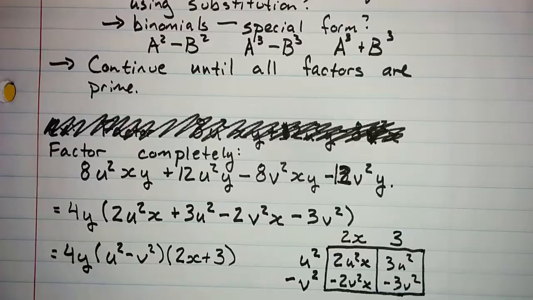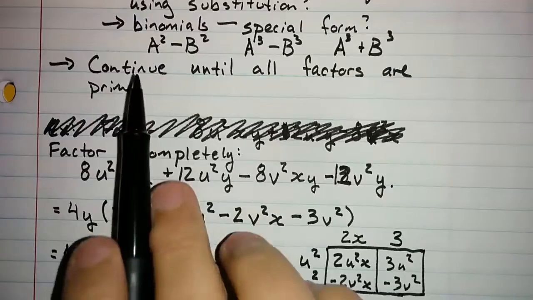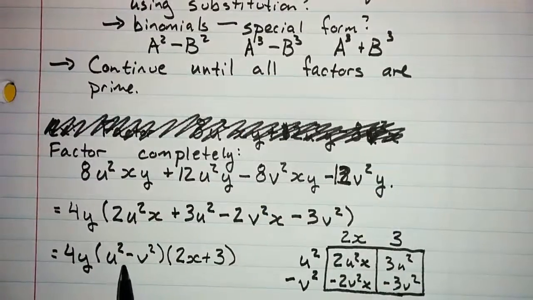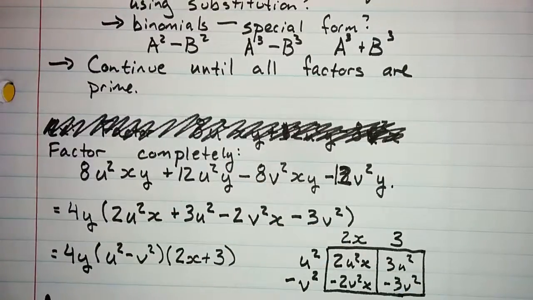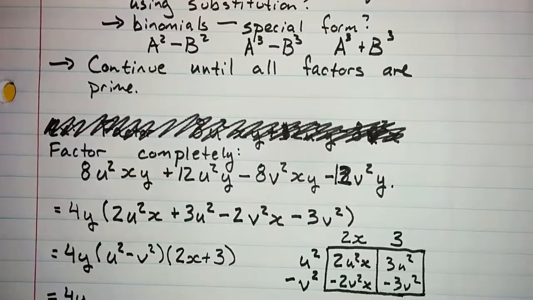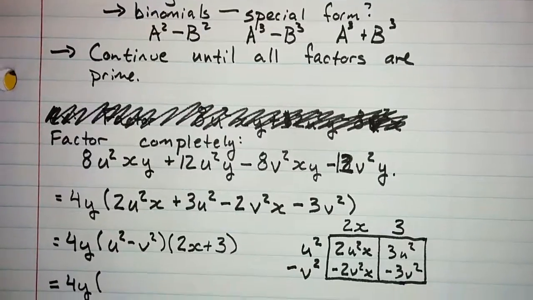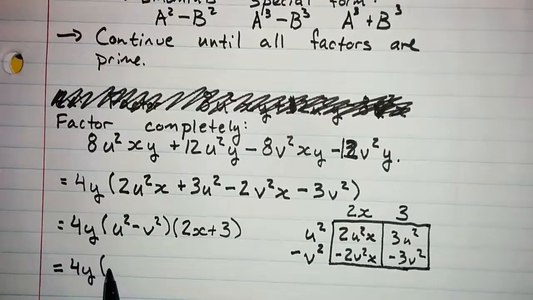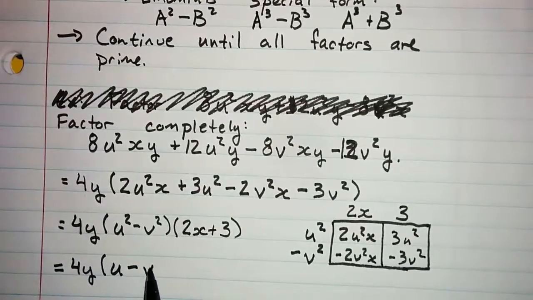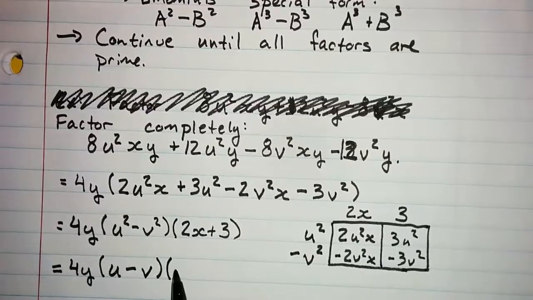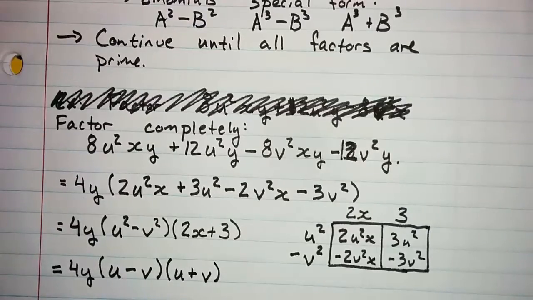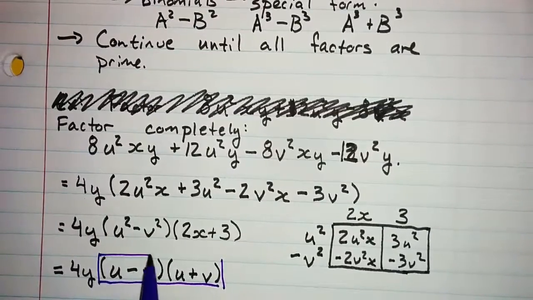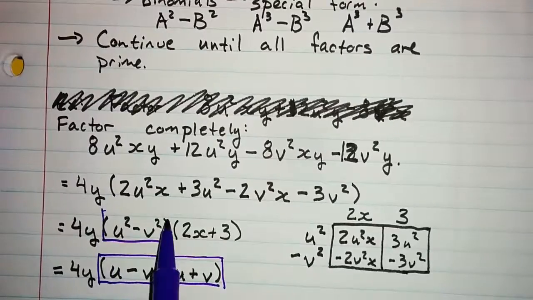Well, the monomial part, that's fine. 2x plus 3 is prime. It's not one of my special forms. u squared minus v squared? Oh, that's a difference of squares. I can factor that. How do I factor a difference of squares? Well, the first thing squared minus the second thing squared equals the first minus the second times the first plus the second. So these two are the factors of this binomial.